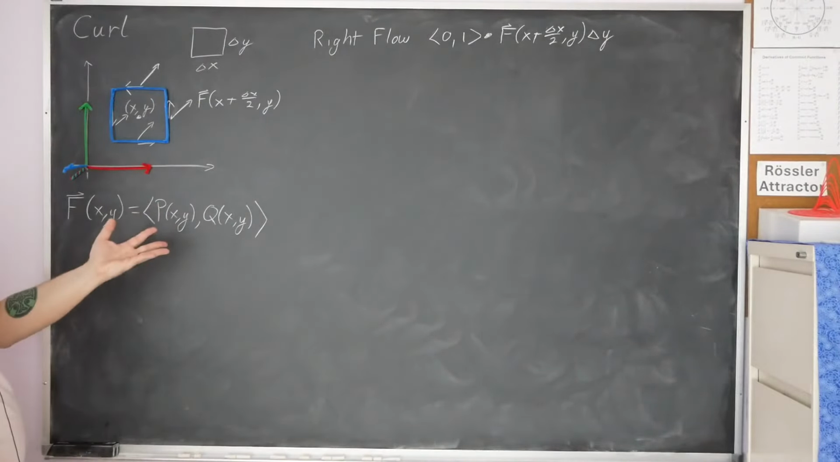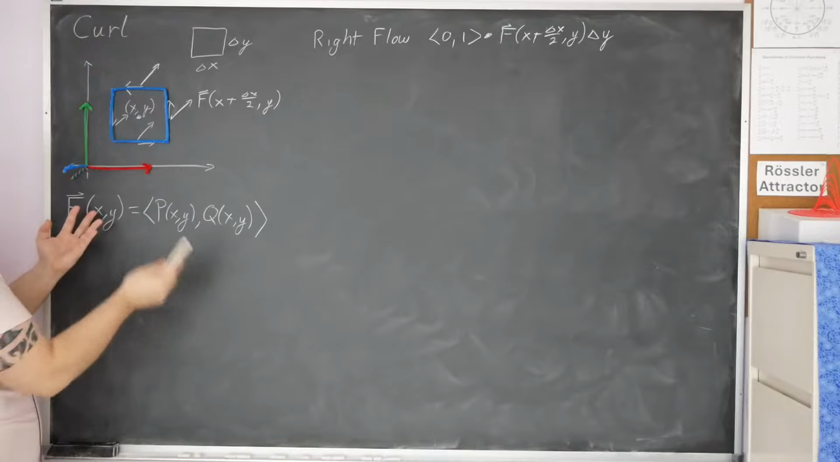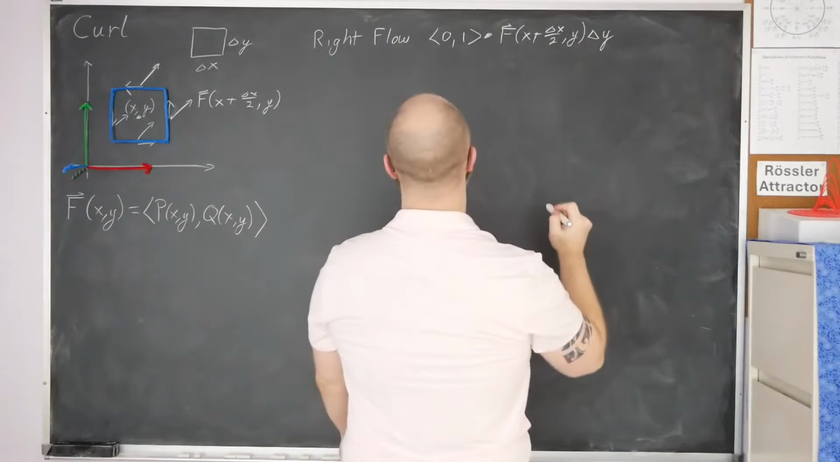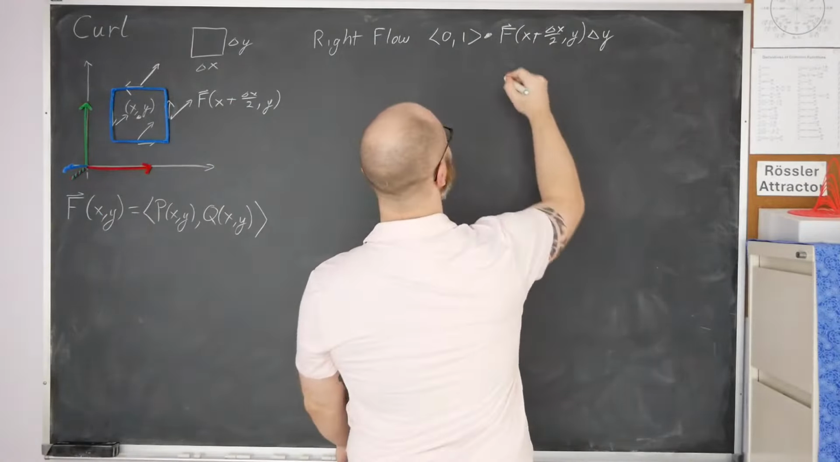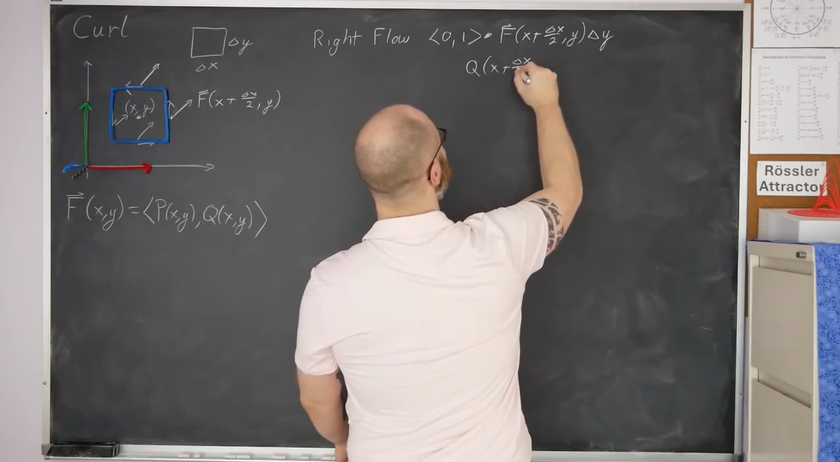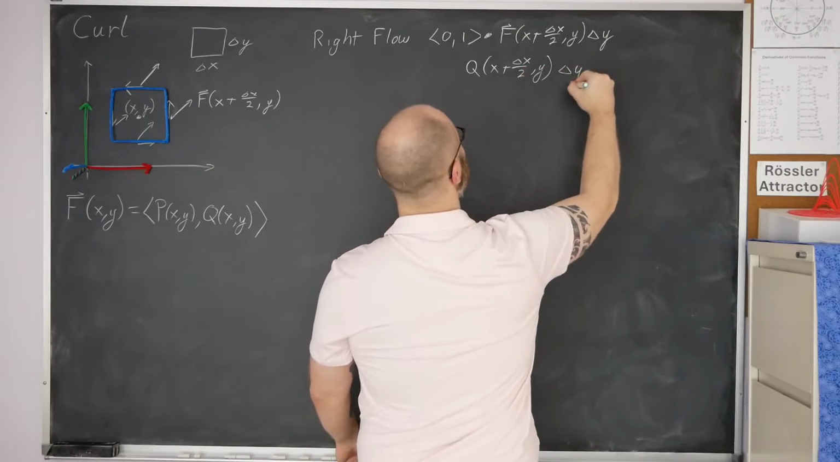Then if we simplify that, well 0, 1 dot f, I get 0 times p, 1 times q. So it ends up just being q. I can't squeeze it in, so q of x plus delta x over 2, comma y, times delta y. So that's the right flow. And we have the left flow.